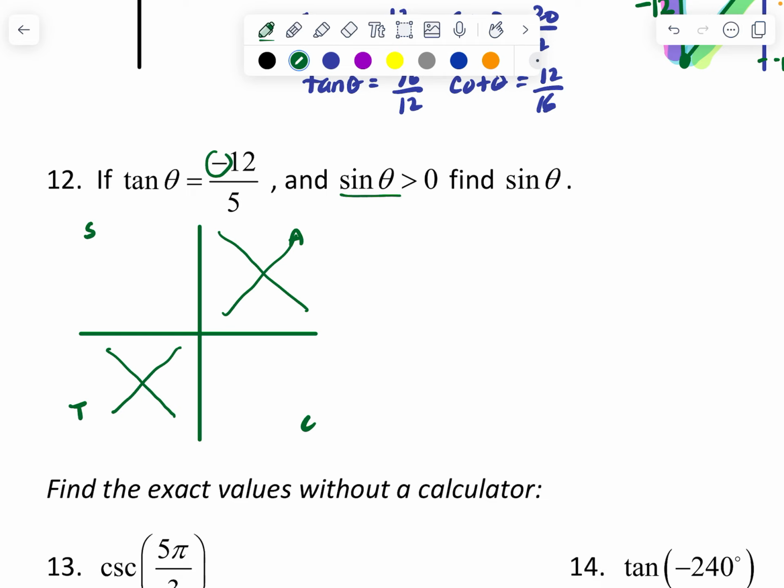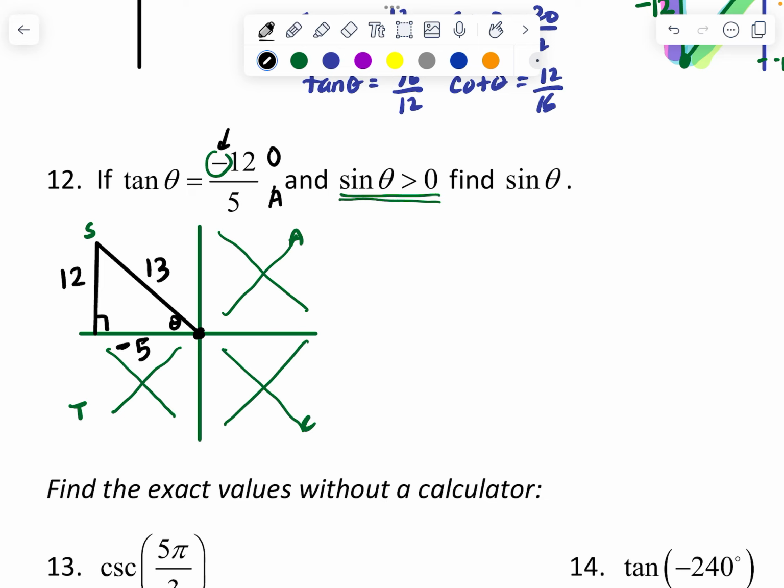I also know that sine is greater than 0, which means that sine is positive. Sine is not positive in quadrant 4. Sine is positive in quadrant 2. There's the quadrant I want to be in. So I'm going to draw myself a triangle in quadrant 2. My 90, there's my theta, and it tells me that the tangent is opposite over adjacent. So the opposite side is 12, the adjacent side is 5. This is a 5, 12, 13, but who gets the negative? It's not the 12, it's actually the 5. Can't tell just by looking at the fraction. I have to actually draw it out.